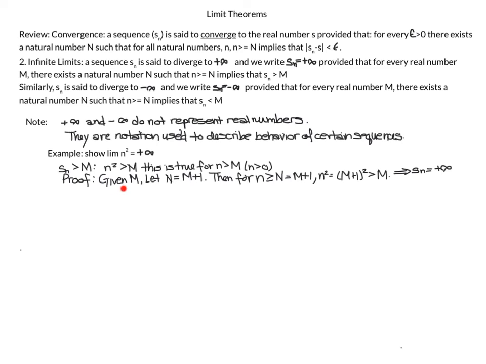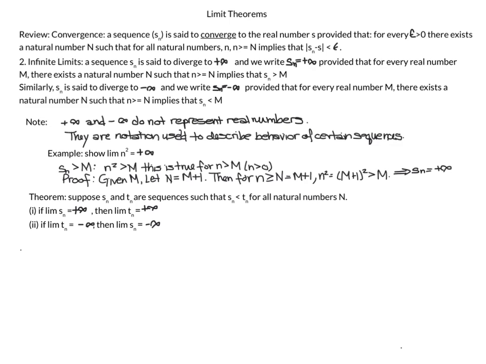And so our proof is: given M, we're going to let our capital N equal M plus 1. Then any natural number n greater than capital N, so n greater than M plus 1, gives n squared greater than (M plus 1) squared, which is greater than M. And therefore, we have shown the conditions we needed to show that the limit of Sn is equal to positive infinity.